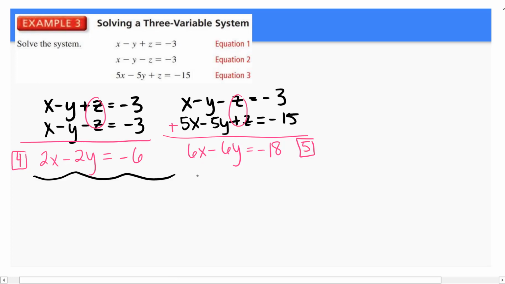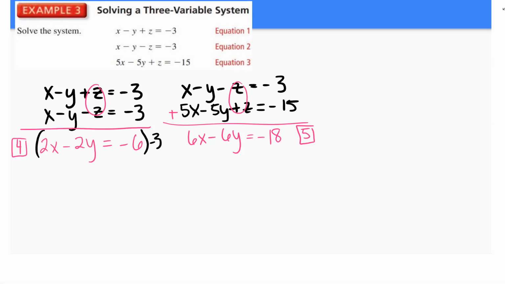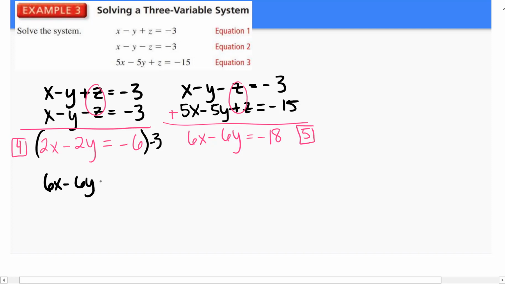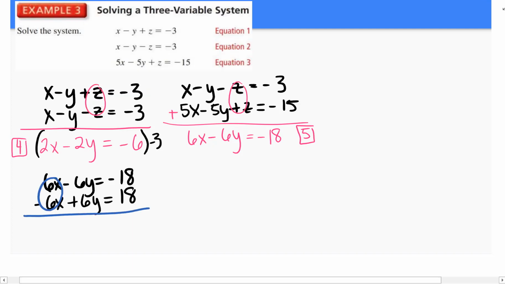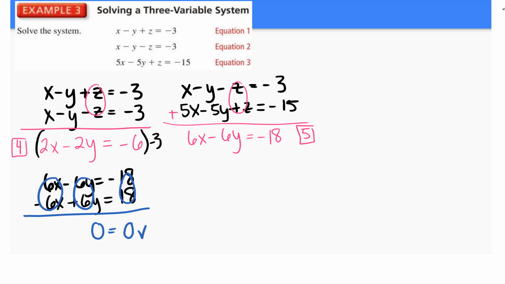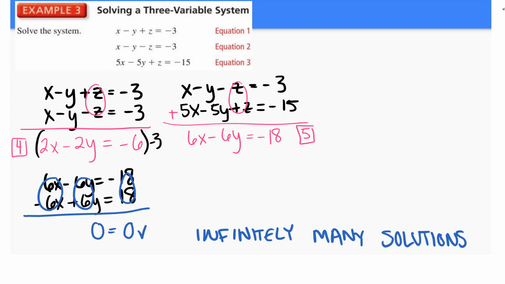I am going to multiply equation 4 by a -3, and that should help me to eliminate with equation 5. So equation 5 is 6x minus 6y equals -18, and equation 4 times -3 is -6x plus 6y equals +18. What's going to happen here? We're going to add and get 0 plus 0 equals 0. Because we obtained the identity 0 equals 0, which is a true statement, the system has infinitely many solutions. But that doesn't mean that just any ordered triple is actually a solution.